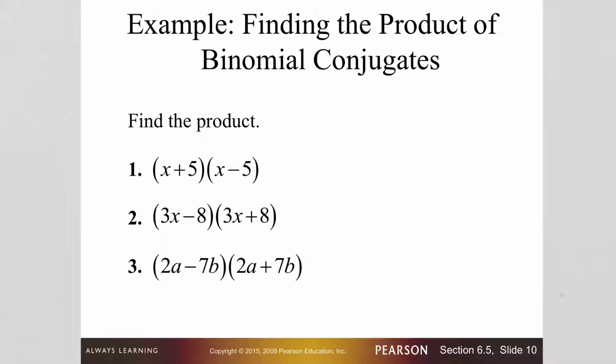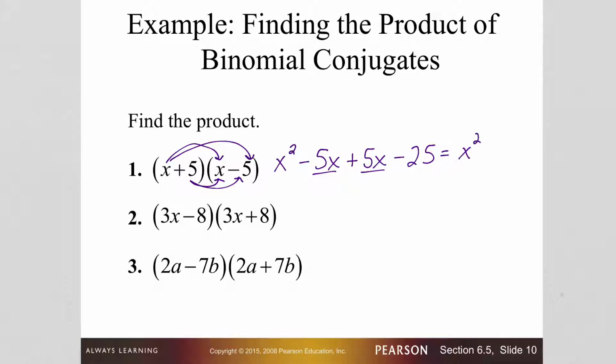Alright, so check this out. I've got x times x, which gives me x squared. I've got x times negative 5, which gives me a negative 5x. I've got a positive 5 times x, which gives me a positive 5x. And I've got a positive 5 times a negative 5, which gives me a negative 25. Whenever I combine my like terms, I get that those guys cancel each other out. And I'm left with this right here.